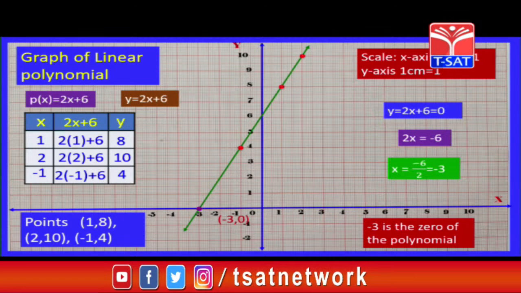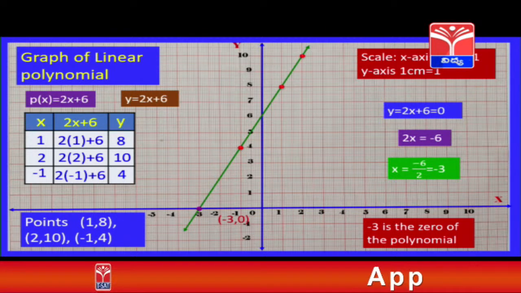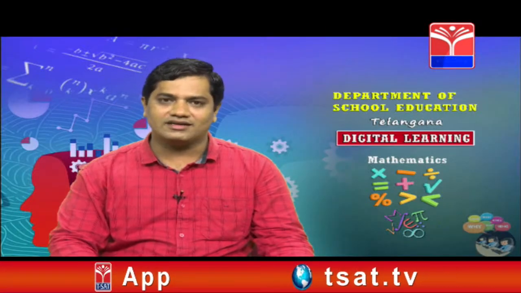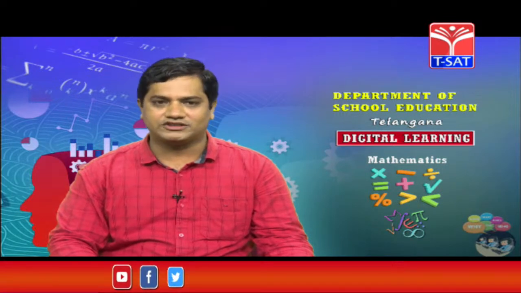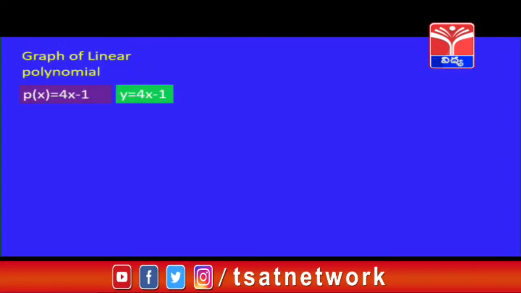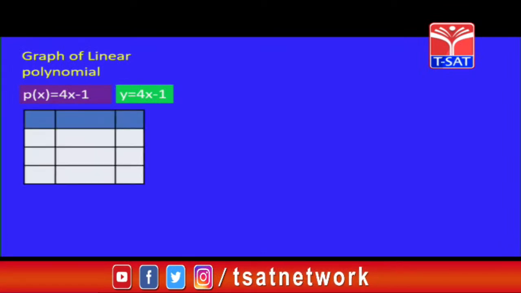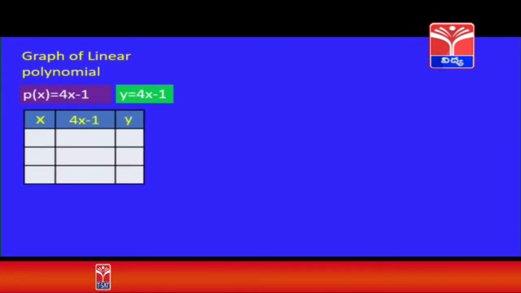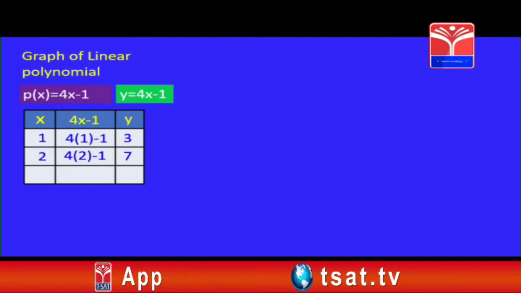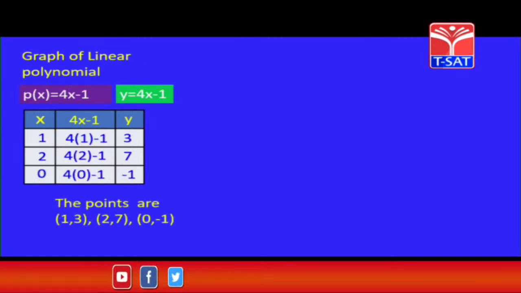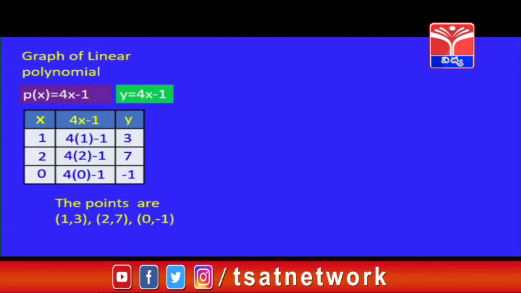Okay, now let us have a glance at one more example, the same as this. Try to draw the same graph on your graph paper. Okay children, see the polynomial p of x is equal to 4x minus 1. Let us assume it as y is equal to 4x minus 1. Now tabulate the values, ordered pairs. So here by taking 1 we get 3, by taking 2 we get 7, by taking 0 we get minus 1. Now the ordered pairs are 1 comma 3, 2 comma 7 and 0 comma minus 1.